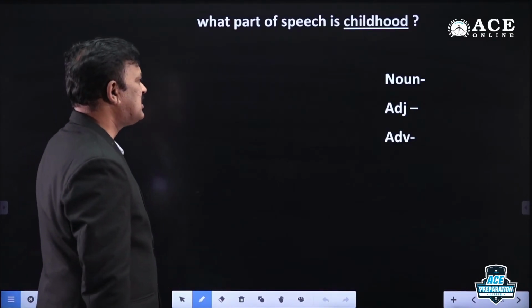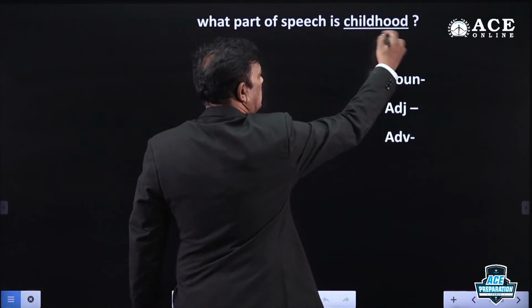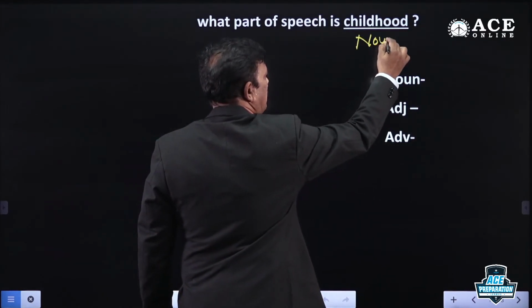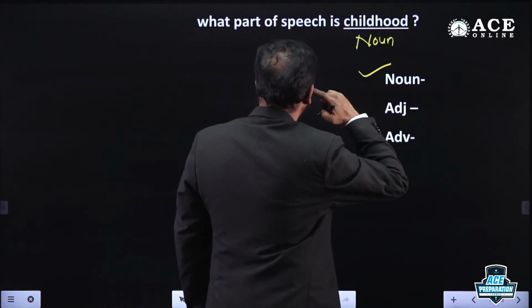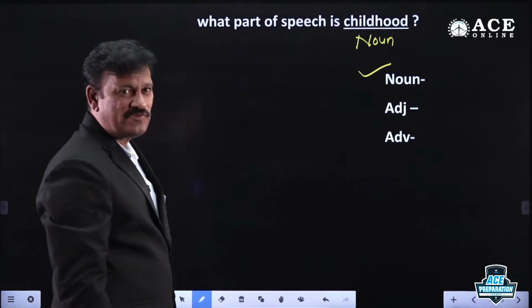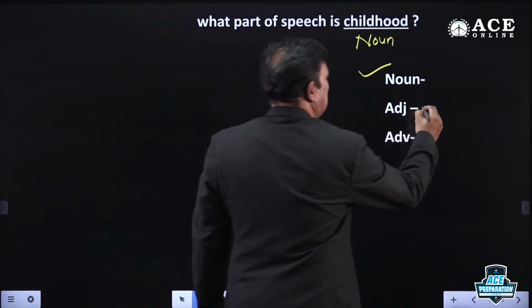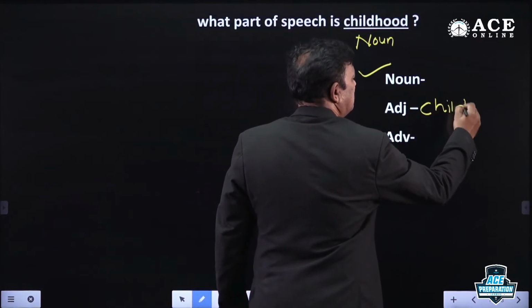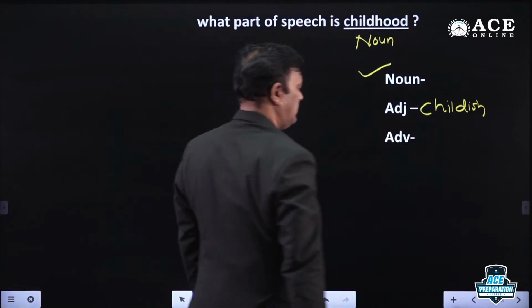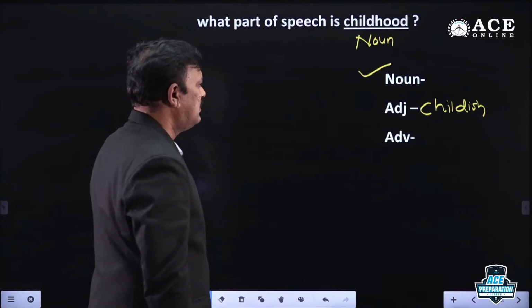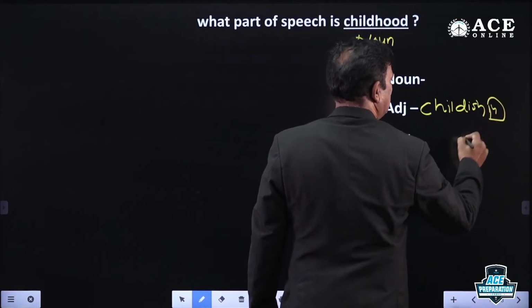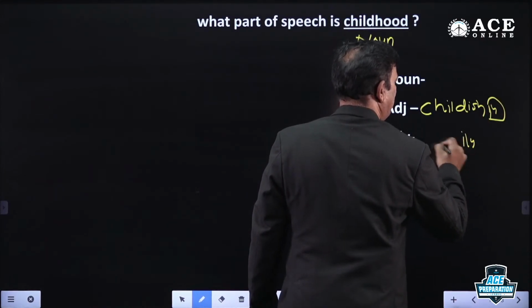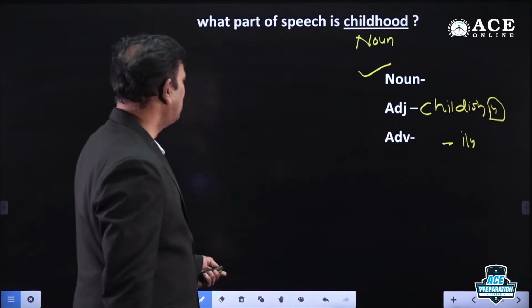What part of speech is childhood? Hood. Noun. So the answer is noun. What is the adjective form of this? Maybe childish. What is the adverb form of this? Simply add ly.